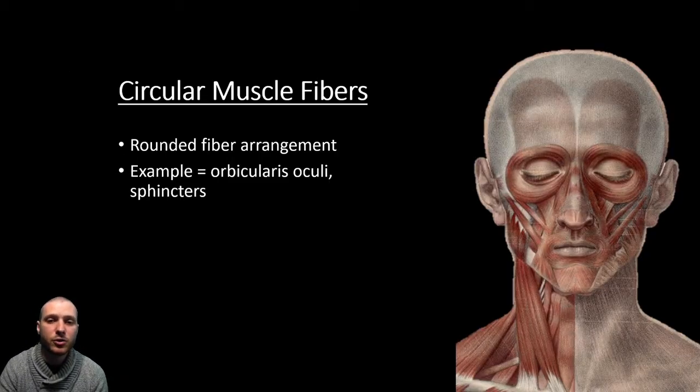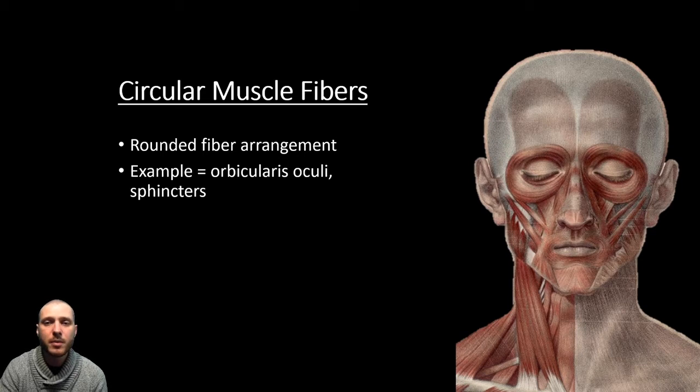There's going to be muscles that are circular in shape. Basically, there's just a rounded arrangement of fibers here. A good example that we're looking at here is orbicularis oculi. Again, orbicularis is for circular, oculi is eye, so the circular muscle around the eye. You can see there's also going to be one around the mouth called orbicularis oris.